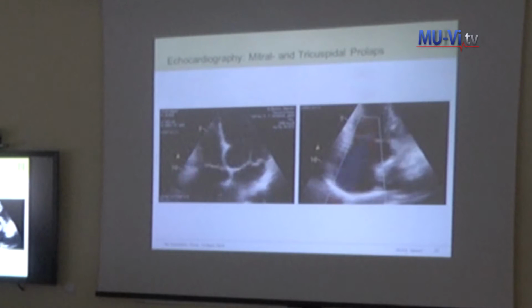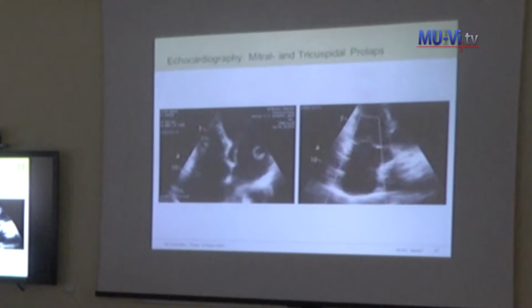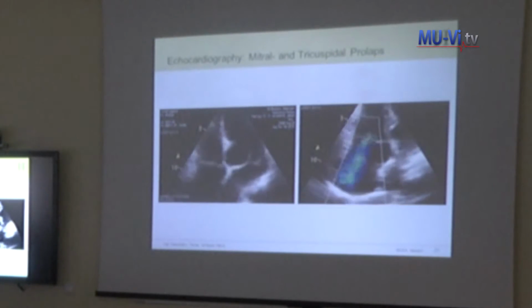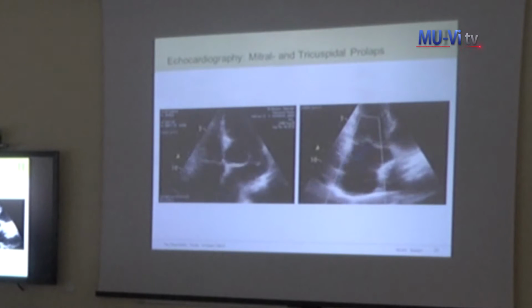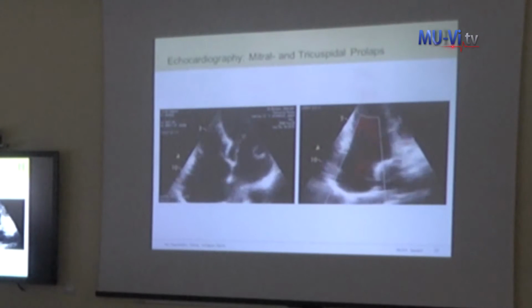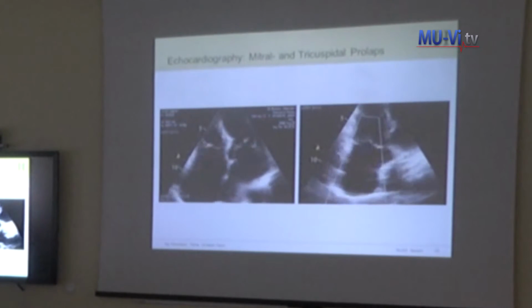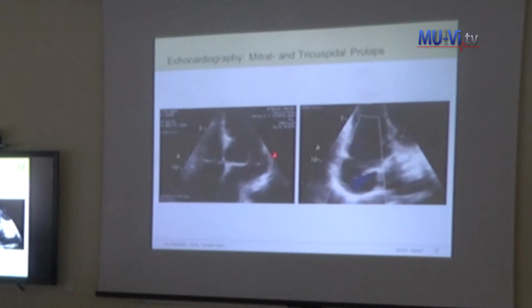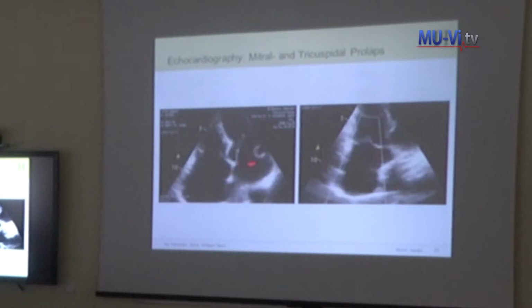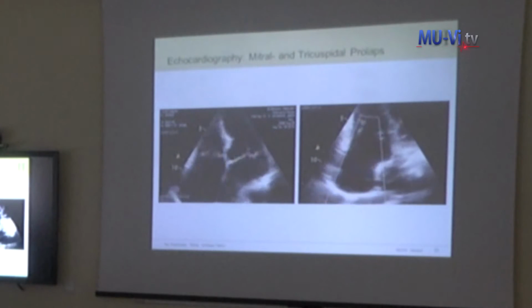This is what we call a mitral or tricuspid prolapse. Does anyone know what this is? Any women, for example? No? Ladies have that very often because the valves of young ladies are a bit weaker than those of men, so young women in puberty have this, and you see the prolapse of these two valves into the left atrium.